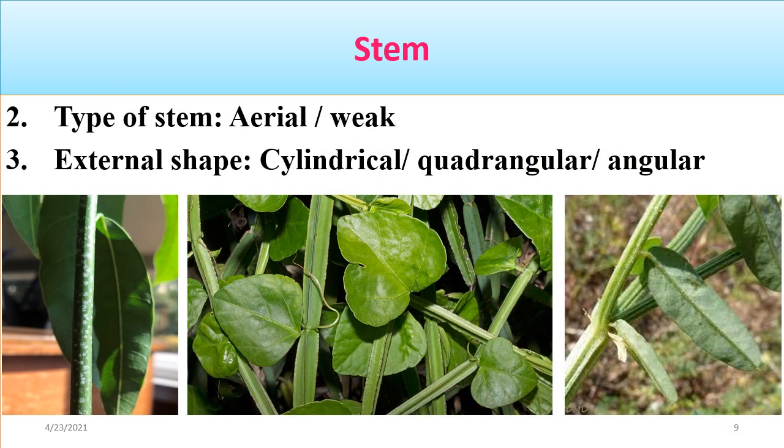Then types of stems are there, that is aerial or weak. If it is growing straight then that is called aerial, but if it is prostrate, if it is weak, unable to grow straight, then that is called a weak stem.